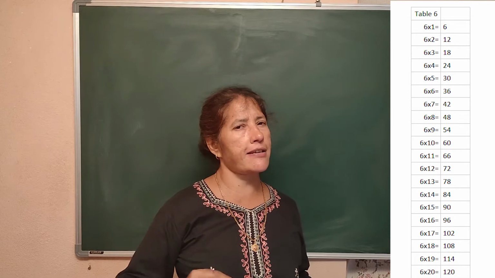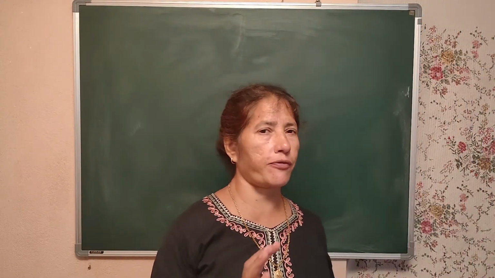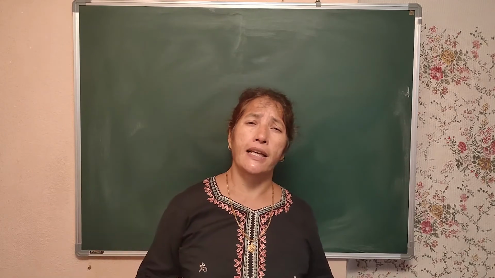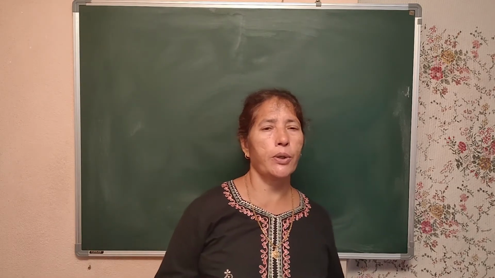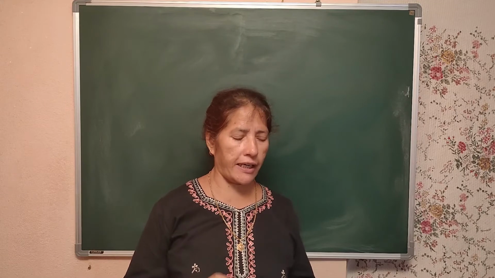102, 108, 114, 120. So I told you always ask your friend to ask you what is 6 15s are 90, what is 6 5s are 30, what is 6 11s are 66, 6 18s are 108, 6 19s are 114, 6 20s are 120. Like that you should be able to say immediately. So with this table, if you study the tables every day, within no time you will finish off till 20.